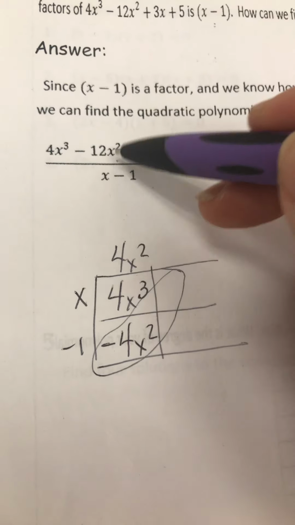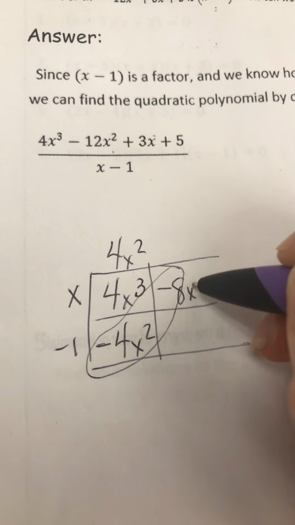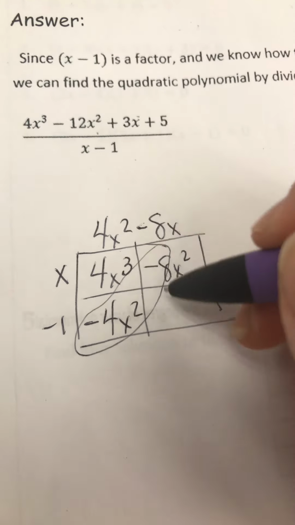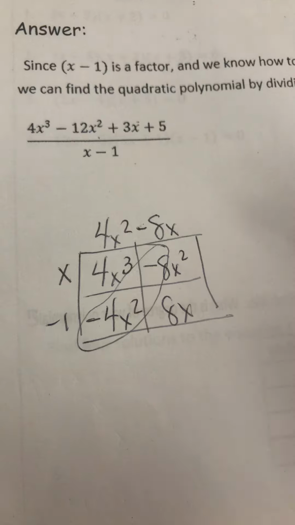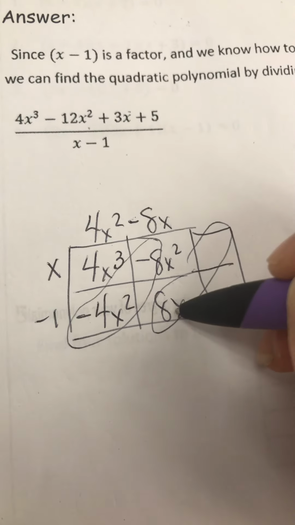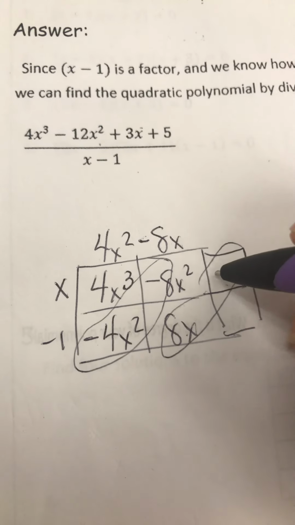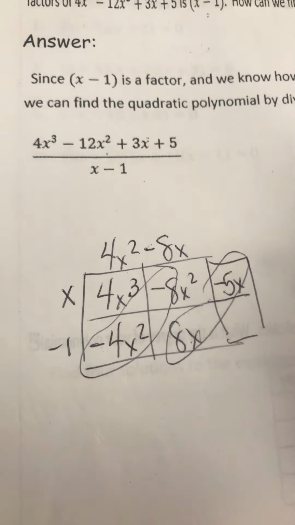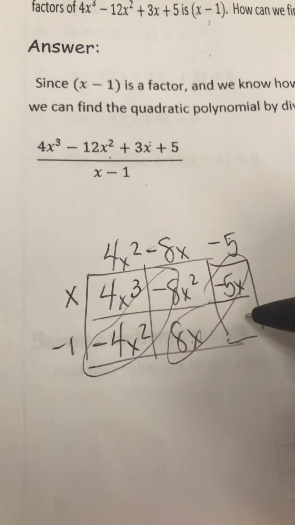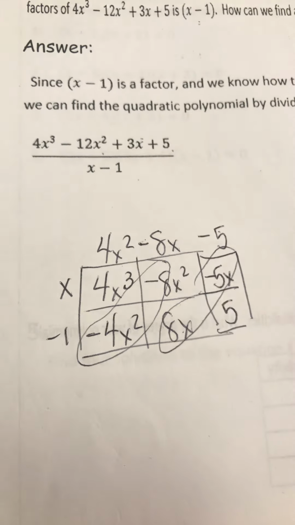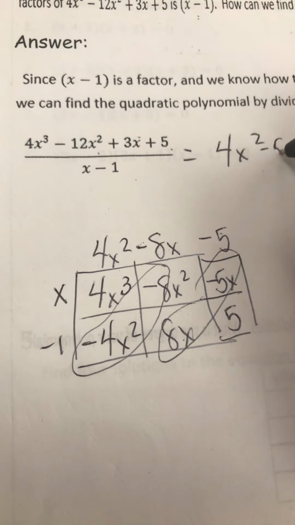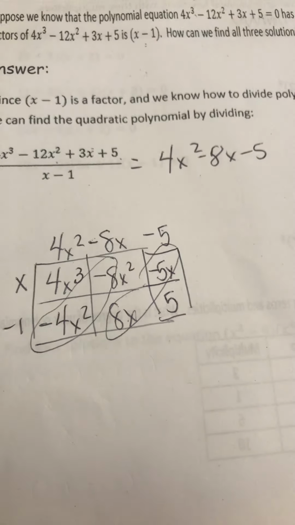Diagonally, this should equal negative 12, so this would have to be negative 8x squared. Divide negative 8x, multiply down as a positive 8x. Diagonally, I need another column. This should equal 3x, so this has got to be a negative 5x. Divide in, that gives me a negative 5, and negative 5 times negative 1 is a positive 5, which checks. So this division is equal to 4x squared minus 8x minus 5.